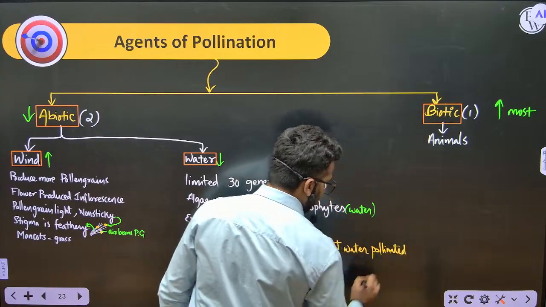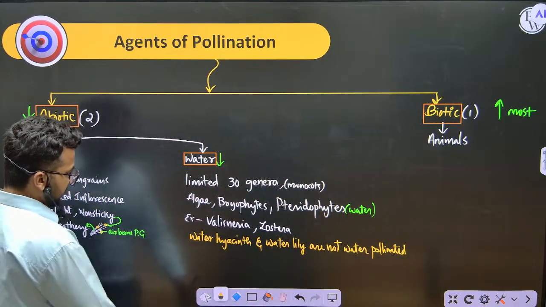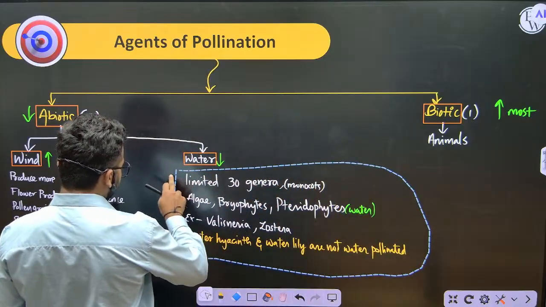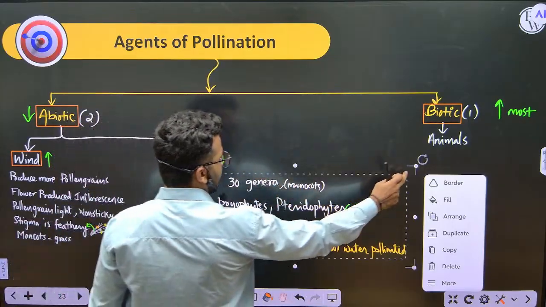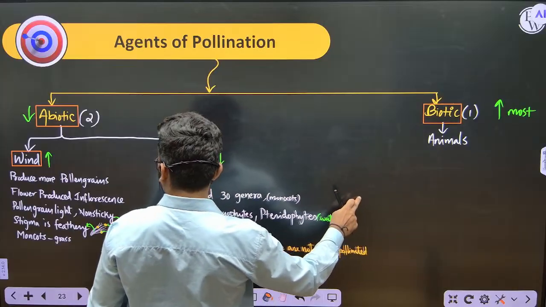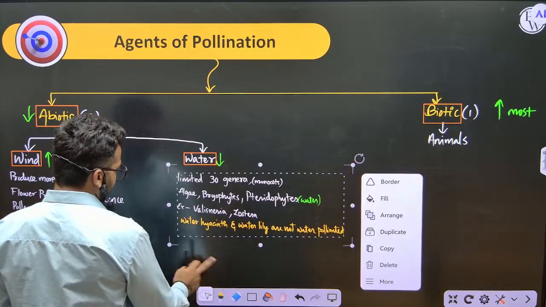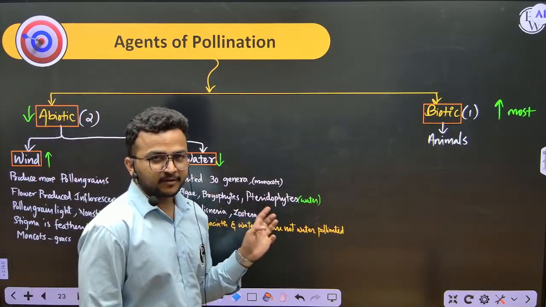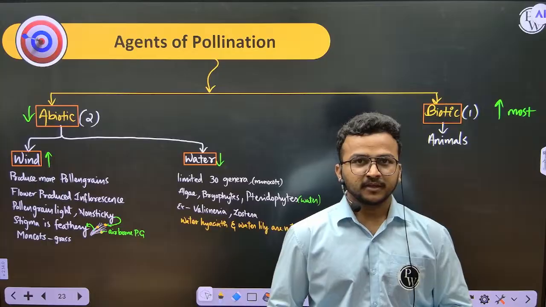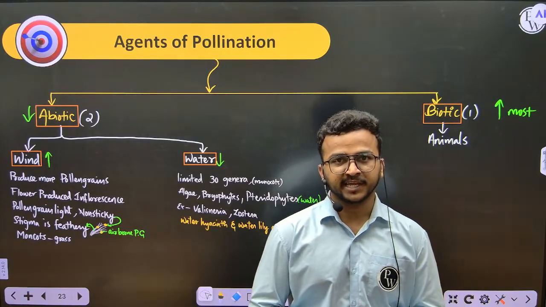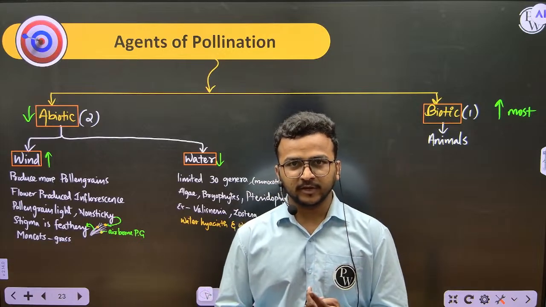Then how does it take place? I will come up with the picture tomorrow, then you can understand very easily. So the remaining things we will discuss in tomorrow's class. For today, it is enough. There are a lot of things to discuss in water pollinated plants: how pollination takes place, in which group of plants we see it, and what the features of water pollinated plants are.